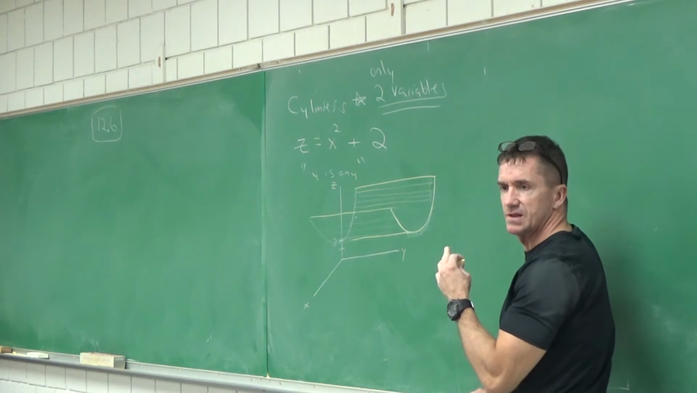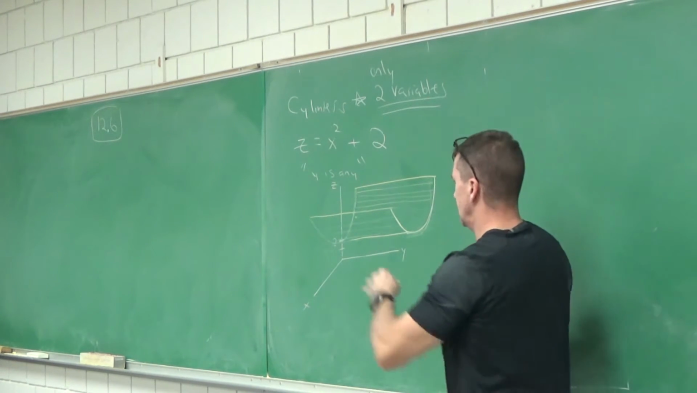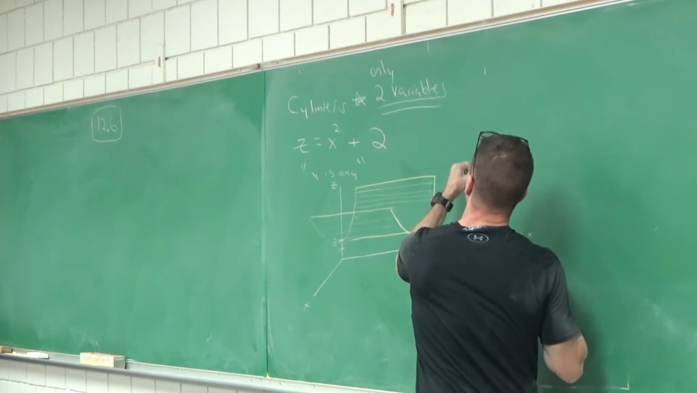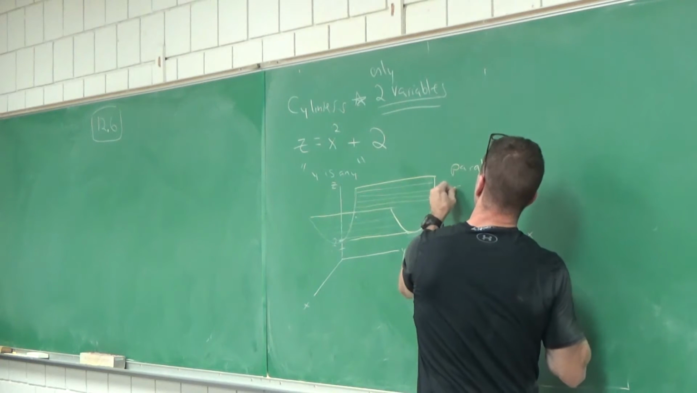What kind of cylinder is this then? It's not a circular cylinder. It was like a parabola, so the adjective will be parabolic cylinder.